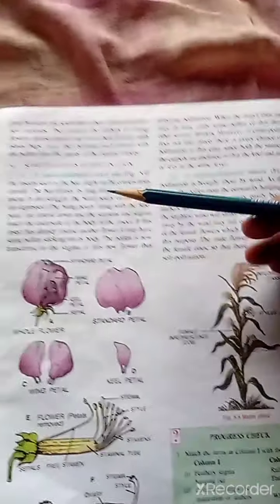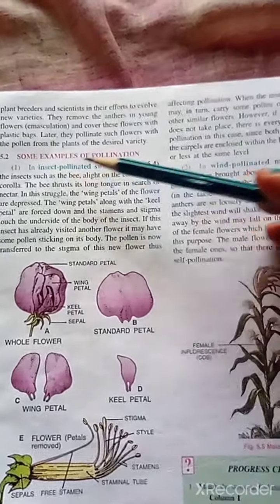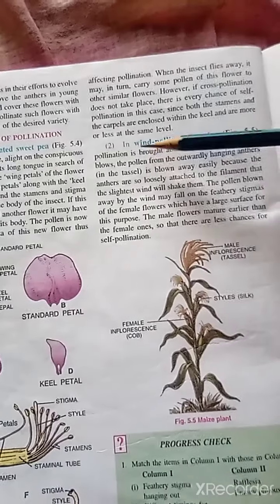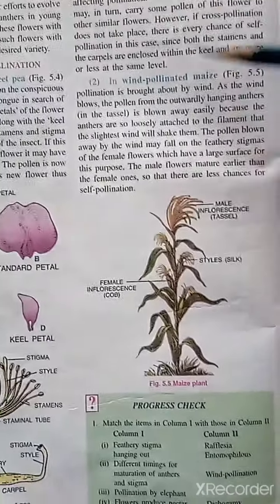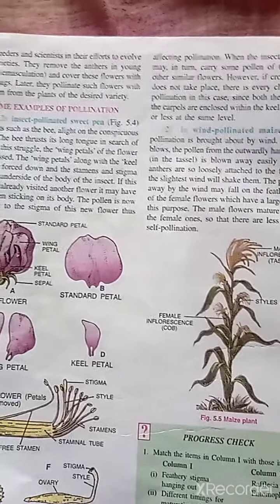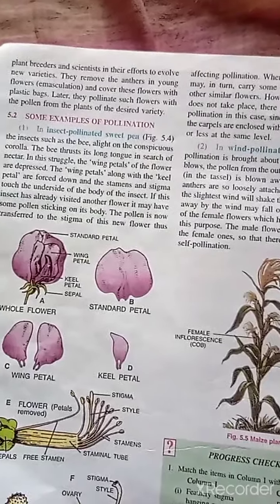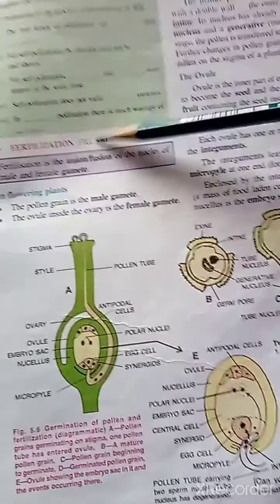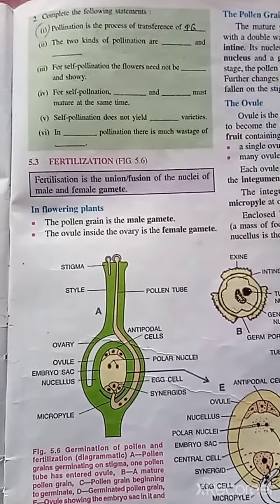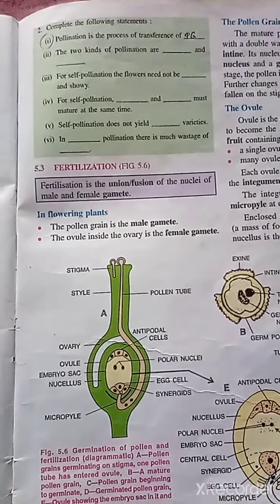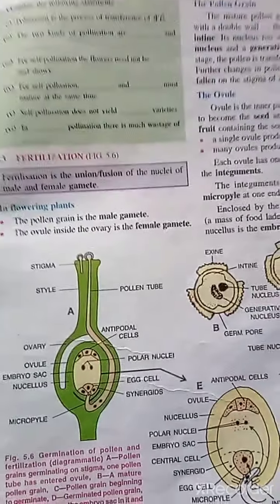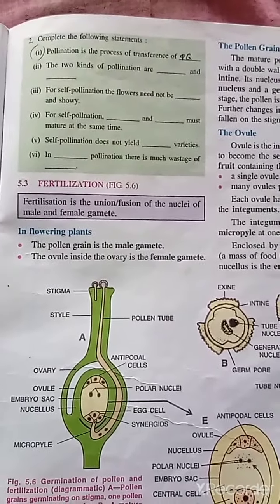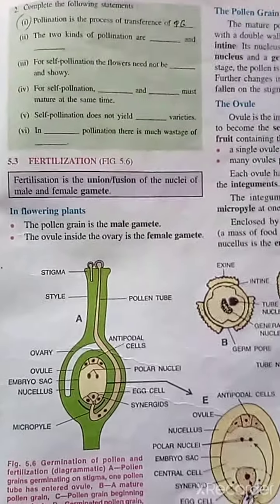After that, some examples of pollination are given: insect pollinated sweet pea, wind pollinated maize. These two examples you will read by yourself, and after that, an exercise, fill in the blanks, is given. Try to solve it by yourself. If you try to solve it, you will find the answers and you will read the chapter, so the concept will be more clear.